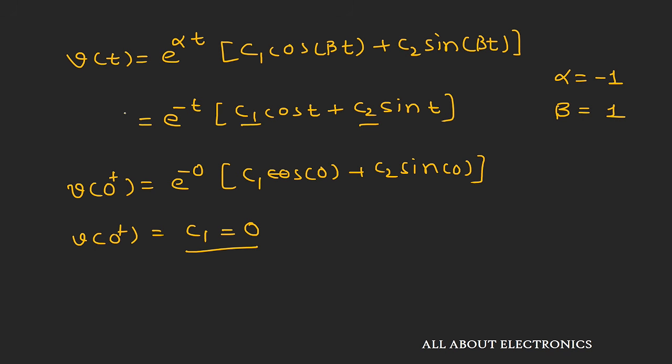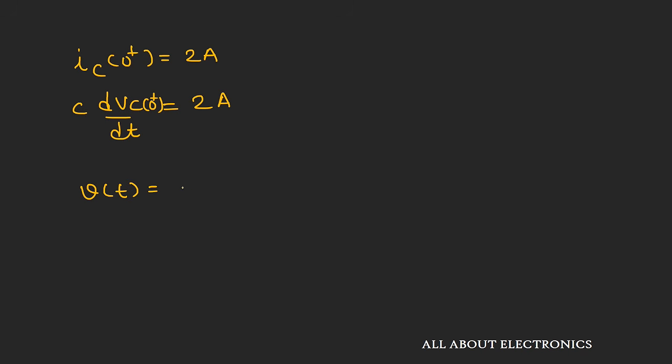So we can say that I of C at time t is equal to 0 plus is nothing but 2 ampere, and as we know, I of C can be given as C dVc by dt, that is equal to 2 ampere at time t is equal to 0 plus. So now to find the value of dV by dt, let's differentiate this equation. Now this V of t can be given as e to the power minus t into C2 sin t, as the value of C1 is 0.